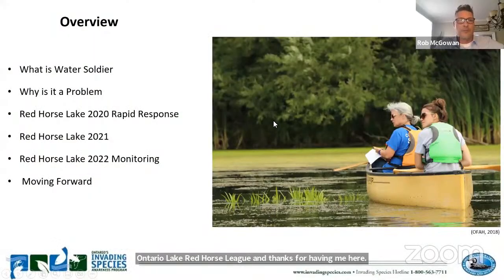So just a bit of an overview. We're going to go through what water soldier is and why it's a problem. We're going to get right into the rapid response efforts in 2020 when we got the information that water soldier is present in Red Horse Lake. And we're going to continue from there and see how it's played out since then.